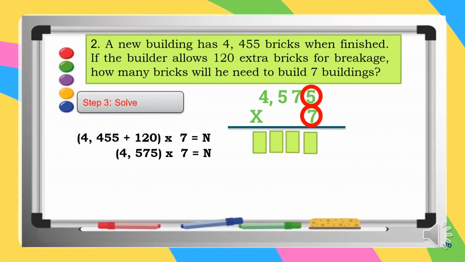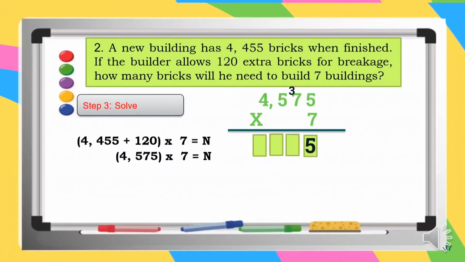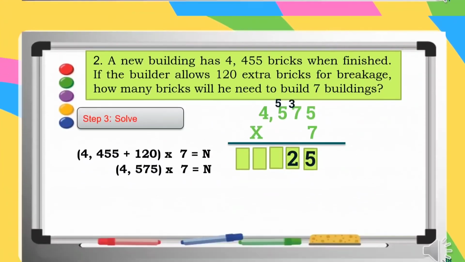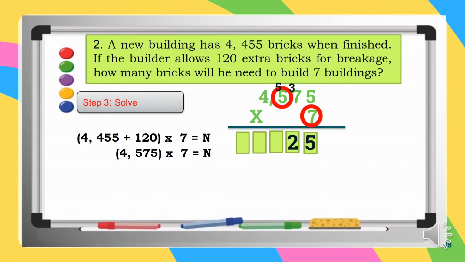So 5 times 7 is equal to 35. Carry 3. 7 times 7 is equal to 49. Plus 3 is equal to 52. Carry 5. 7 times 5 is equal to 35. Plus 5 is equal to 40. Carry 4.